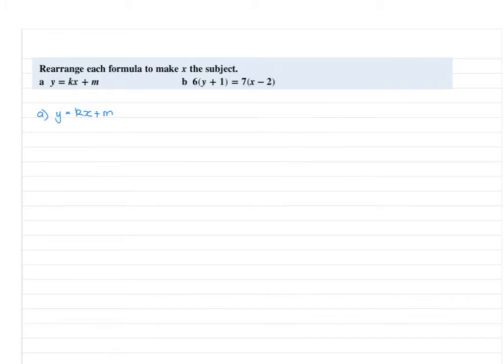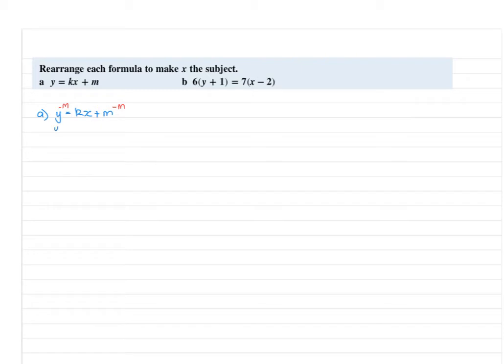Rearrange each formula to make X the subject. Making X the subject is another way of saying solve for X. That means I want to get X by itself. So in this case, I am going to leave Kx on the right-hand side of the equation and subtract M on both sides.